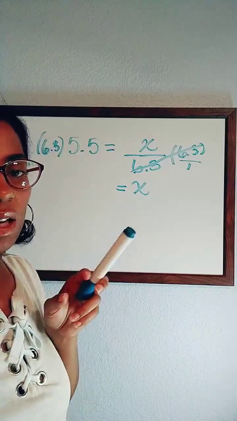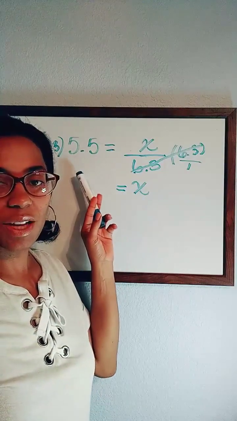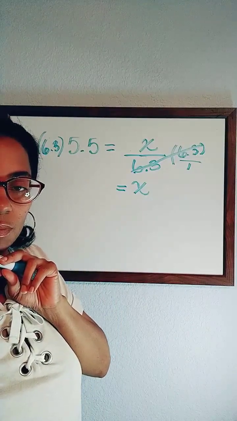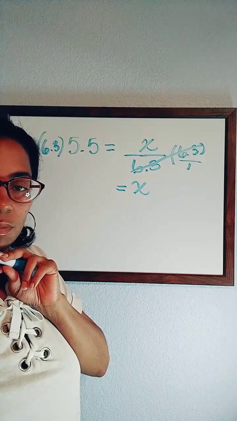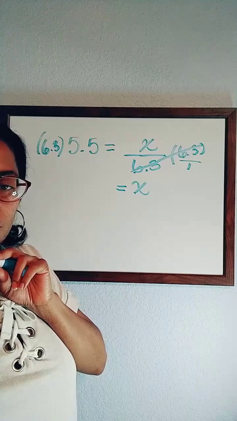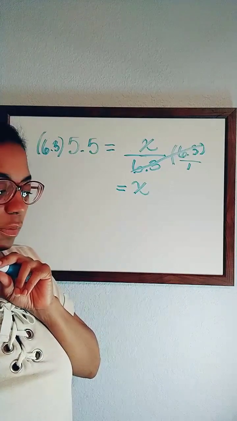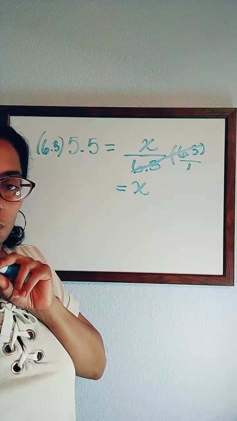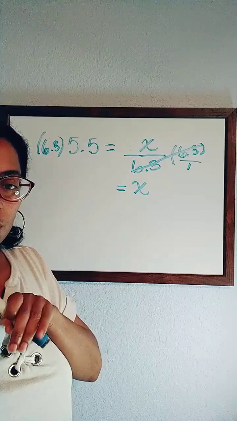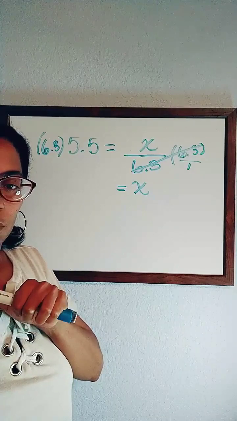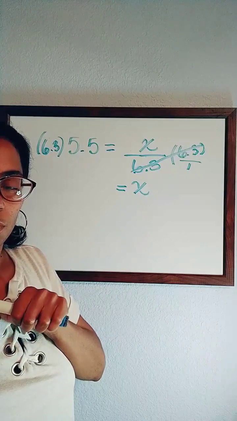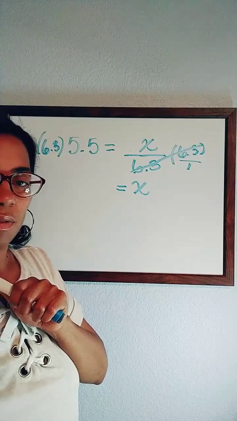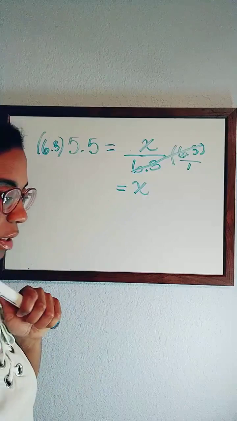Oh, good for you, Kat. So now, what's 6 point... Hey, Quee, what's 6.3 times 5.5? 34.65. Everybody is in agreement.